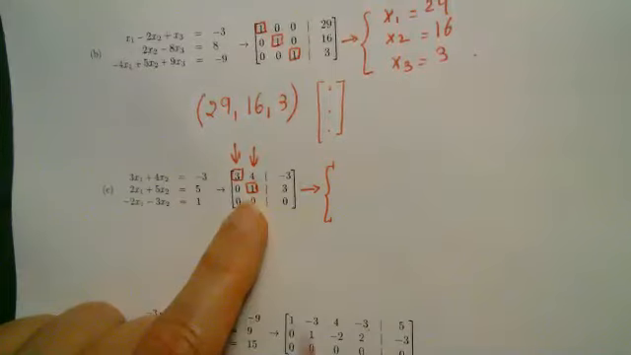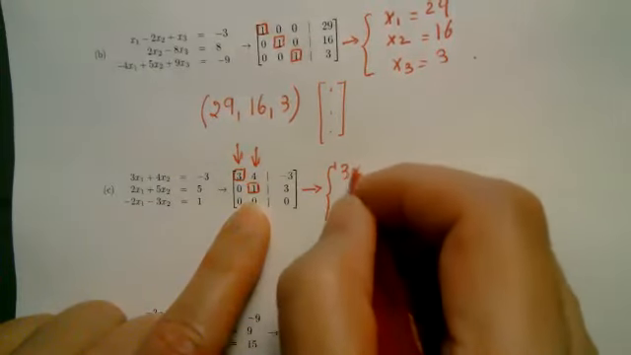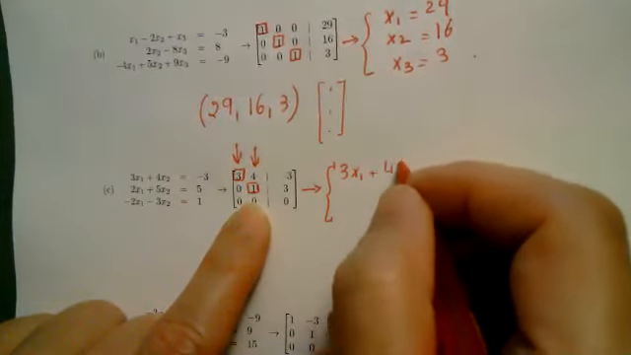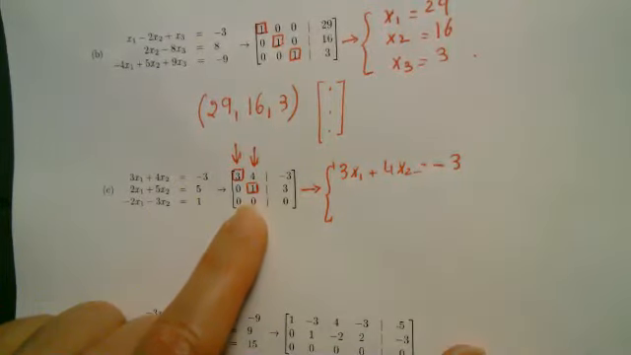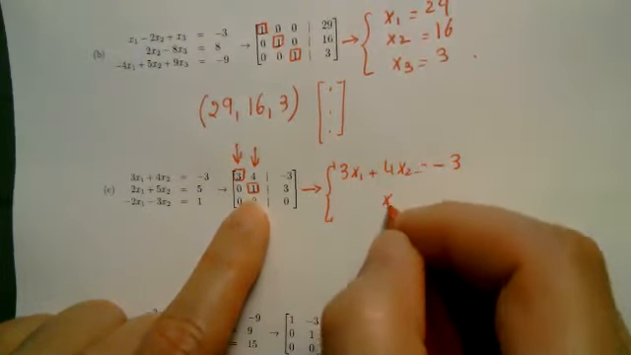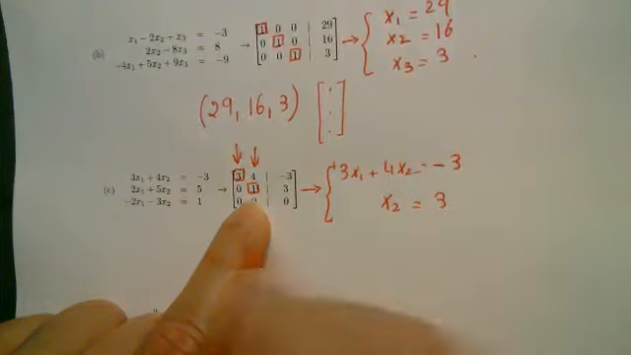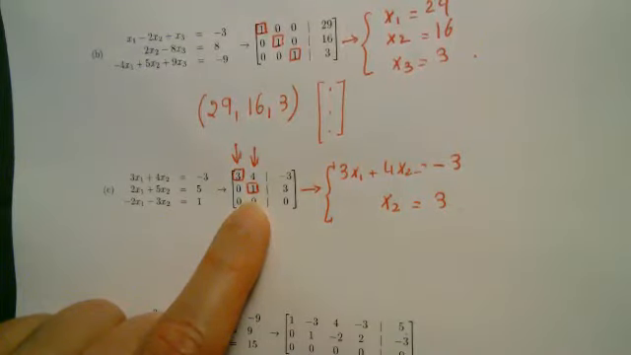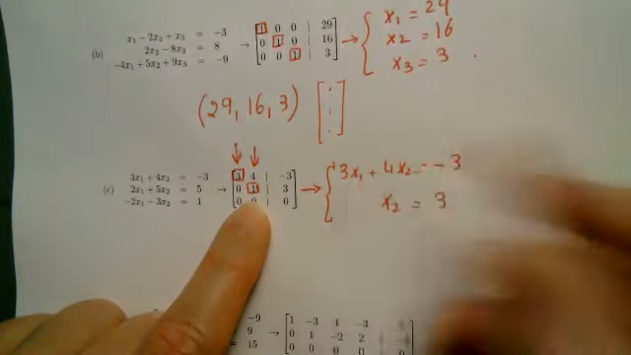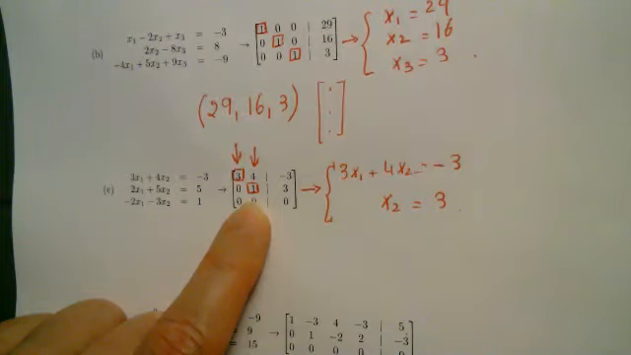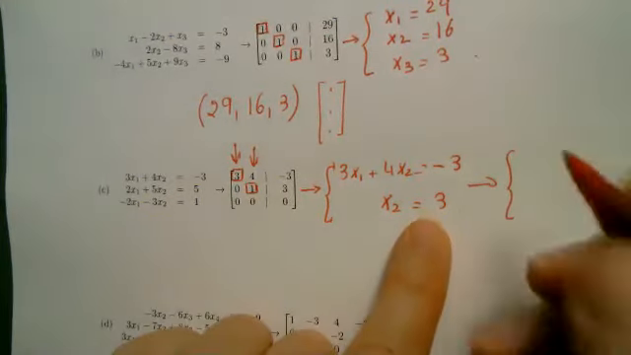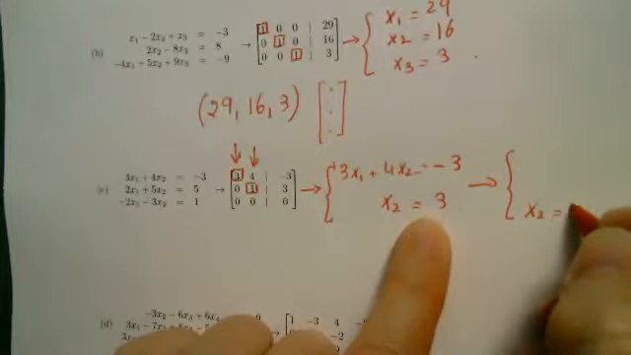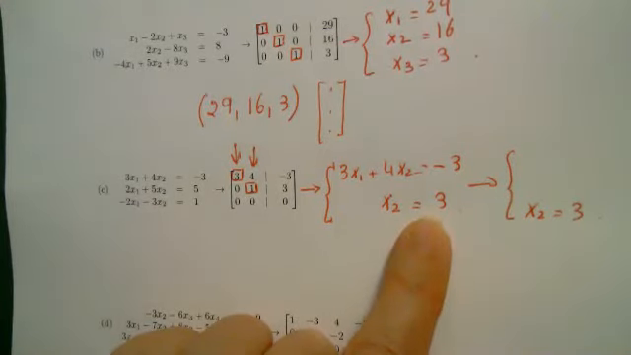What's the system? The first, 3x1 plus 4x2 equals -3. The second row reads x2 equals 3. When I write the system, realize that there really is a unique solution. That's not a solution, that's just the system. So let us see what the solution is. X2 is determined. It's 3.